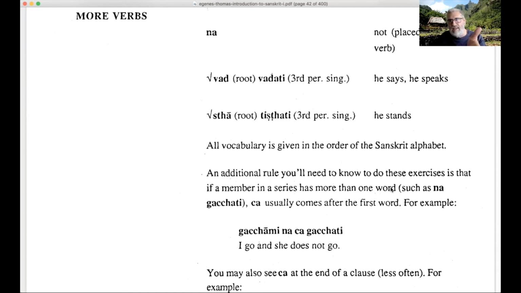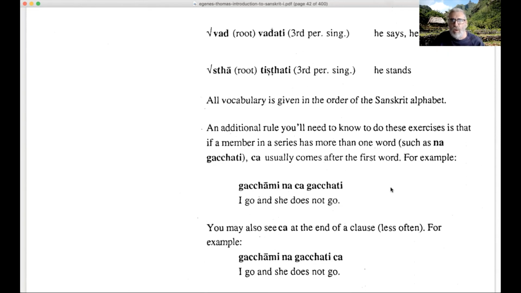Like this one with star is a little different. Okay, there's rules for why it's like this, but we don't need to go into that detail. We just need to know the stem, because we know the endings. Now we just need to know the stem, and we just add the endings. Easy. Okay, so all vocabulary is given in the order of the Sanskrit alphabet.